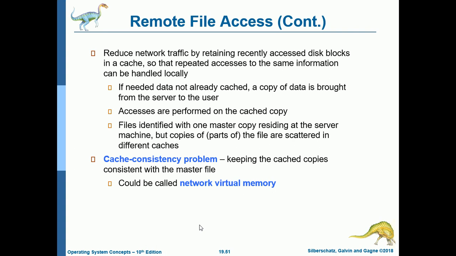So the cache consistency problem: keeping the cache copies consistent with the master file. That's why if you're going to change the copy of this file, it should be reflected back to the master file. It could also be called network virtual memory. Network virtual memory is actually used for DFS caching. So distributed computing features similar to virtual memory but with the backing store on a remote system.